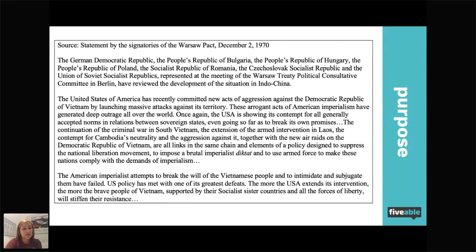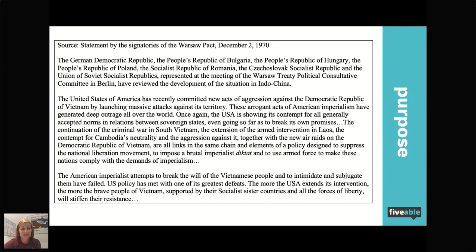The contempt for the continuation of the criminal war in South Vietnam, the extension of the armed invasion in Laos, the contempt for Cambodia's neutrality and the aggression against it, together with the new air raids on the Democratic Republic of Vietnam, are all links in the same chain and elements of a policy designed to suppress the national liberation movement, to impose a brutal imperialist diktat, and to use the armed force to make these nations comply with the demands of imperialism.